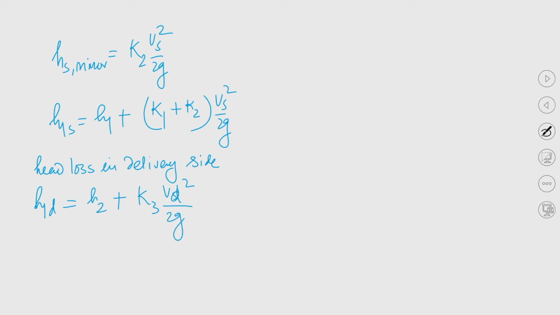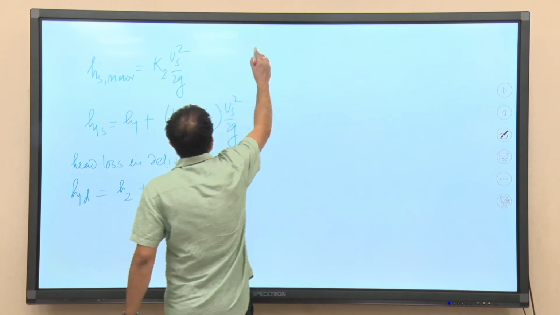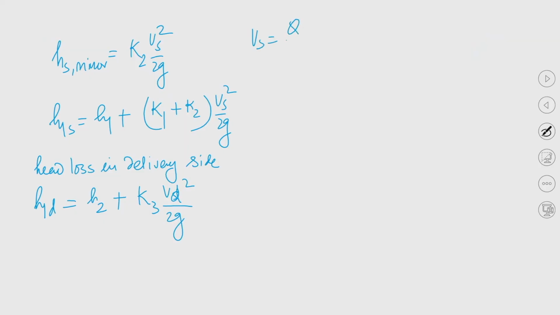We know Vs and Vd, and that is obtained because Vs equals Q by pi by 4 ds square and Vd equals Q divided by pi by 4 dd square. Here ds and dd are the diameters of the pump suction pipe and the delivery pipe, and as I told you, the suction pipe is kept at least one size higher than the delivery size. Those aspects we have discussed in detail in previous classes.